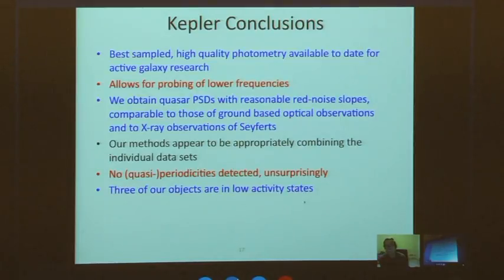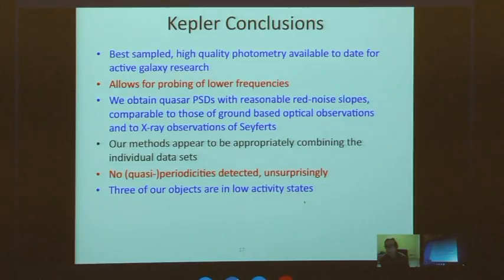From Kepler, we have really good photometry done at tremendously excellent sampling. We've got data basically every 30 minutes for nearly 3 years. We've got nice quasar power spectra that basically agree with optical observations and the X-ray observations of Seyferts, that the majority of these power spectra are between about minus 1.7 and about minus 2.2 when you look in the literature. So we think we're appropriately combining the data sets from different quarters.